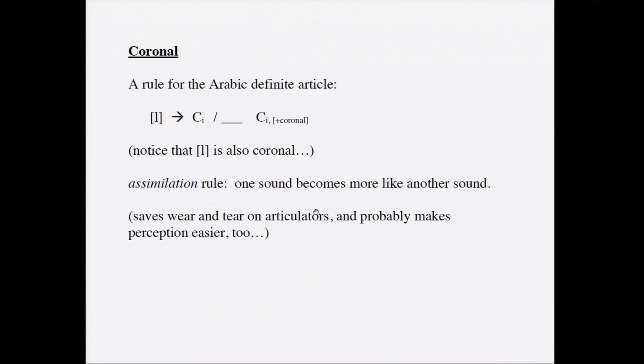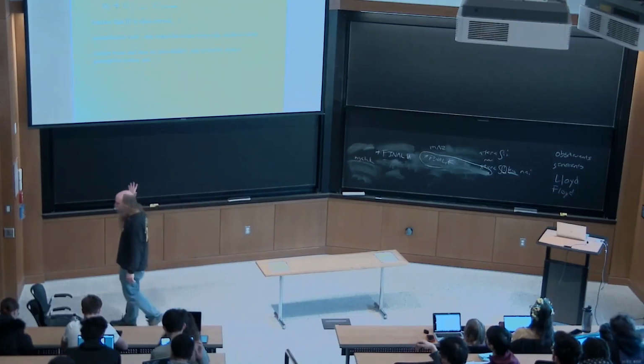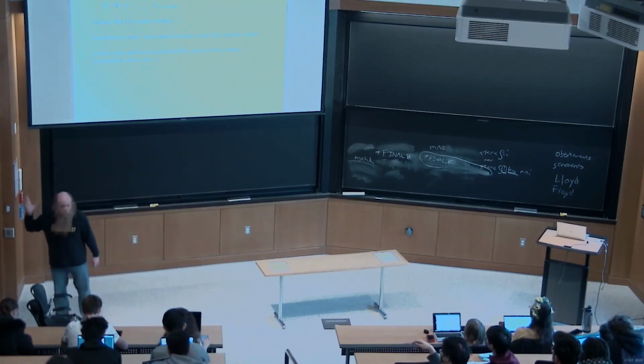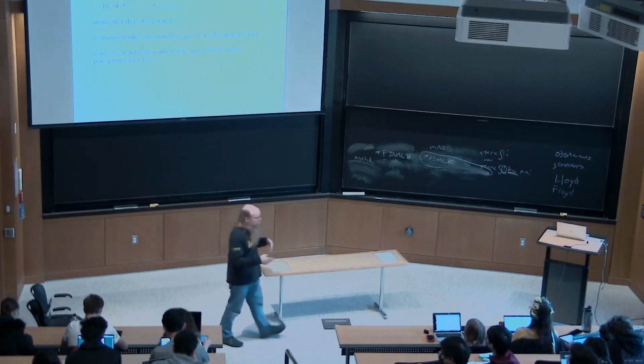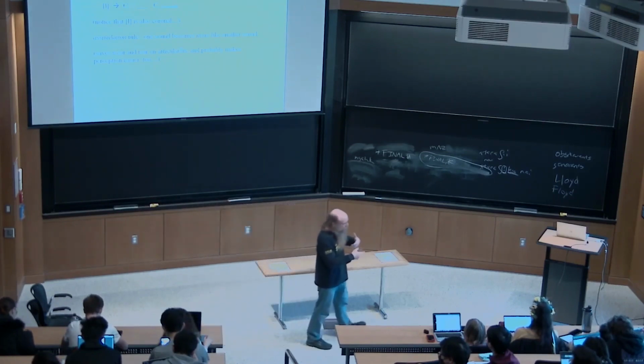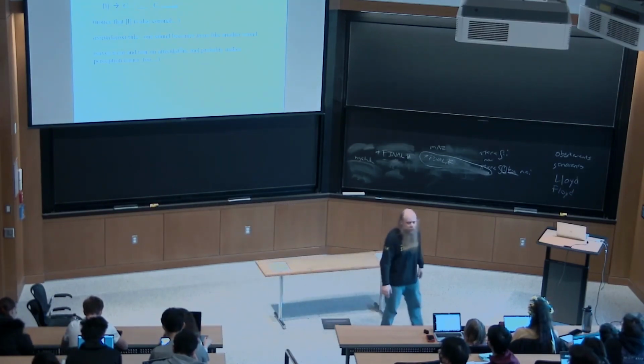So this is one kind of rule. It's a very common kind of rule where one sound becomes more like another sound. It's called assimilation. This particular case is what's sometimes called total assimilation, where one sound becomes a complete copy of another sound. We'll see other cases where one sound changes in ways that resemble a nearby sound.